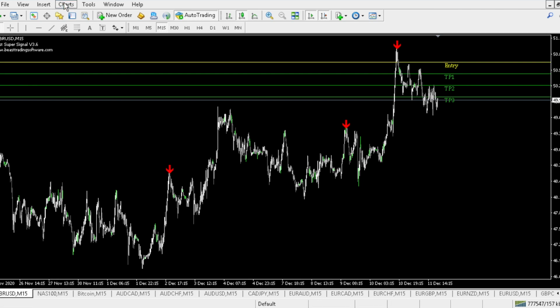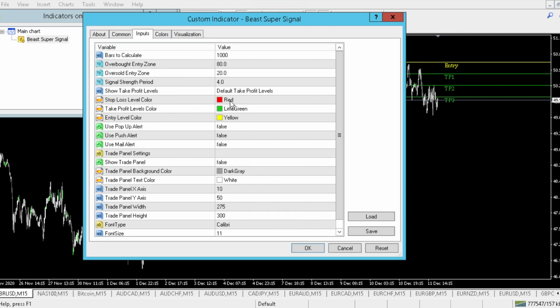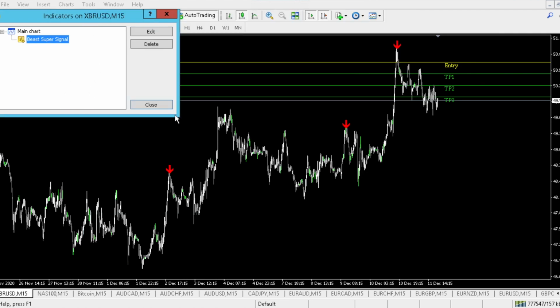Also, for the purpose of this video, I'm running the indicator on full default settings. As you can see, the only thing different is I've switched off the alerts, so we don't have any pop-up alerts if there's a signal while I'm recording. And also I've switched off the trade panel so that it doesn't take up any space on the chart, and then you don't see any of those signals. Other than that, it is complete default settings.